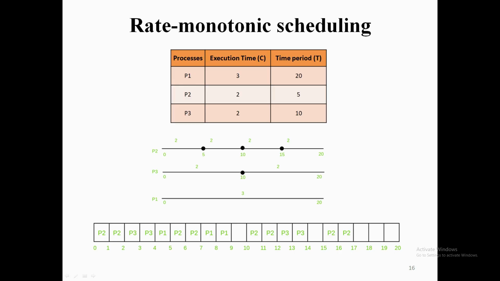Okay, so now after 15 we are again seeing the ready queue, and the only one process which is available in the ready queue at this time is P2, and P2 is given the hold of the CPU. So for 2 seconds P2 is getting executed from 15 to 16 and 16 to 17. So this is how the rate monotonic algorithm works.